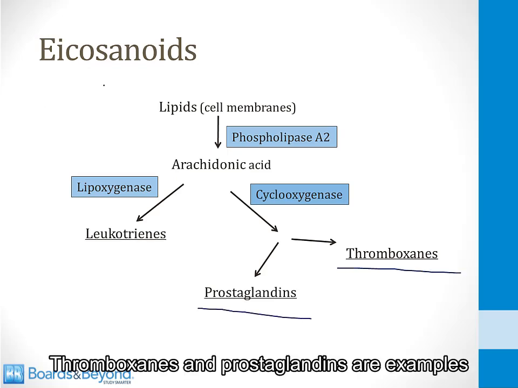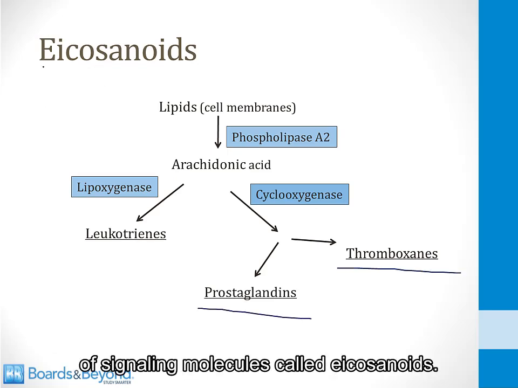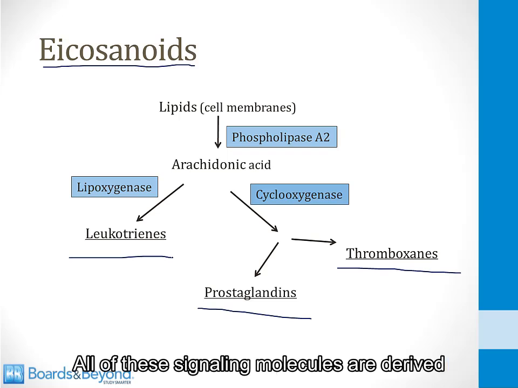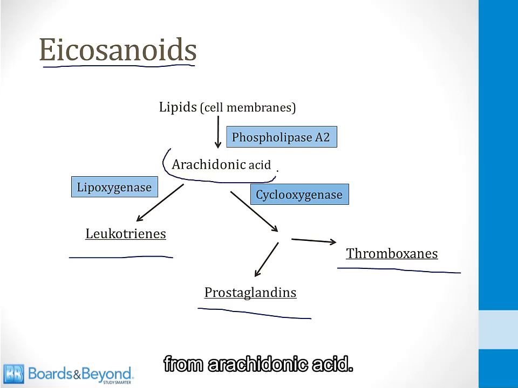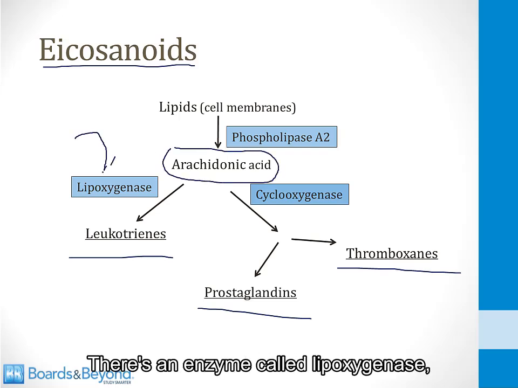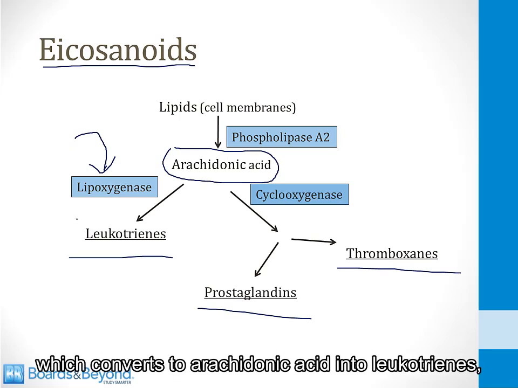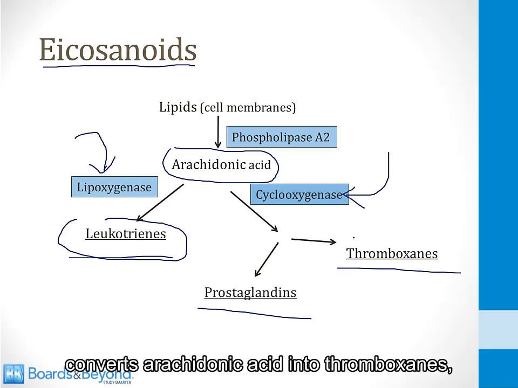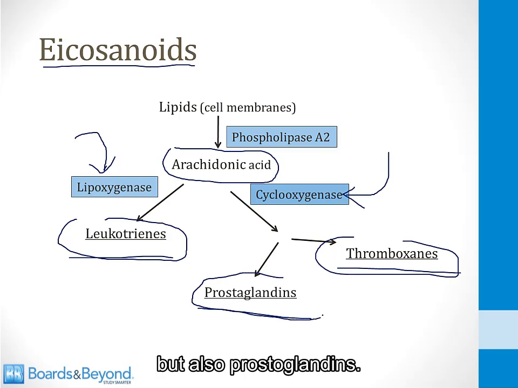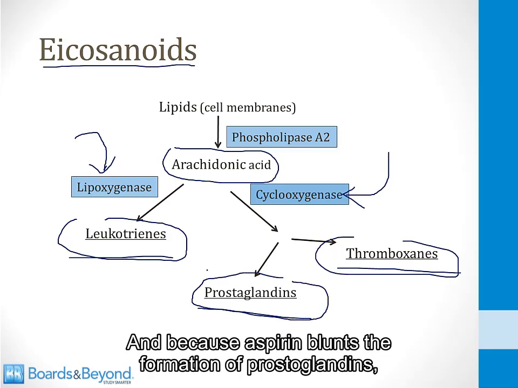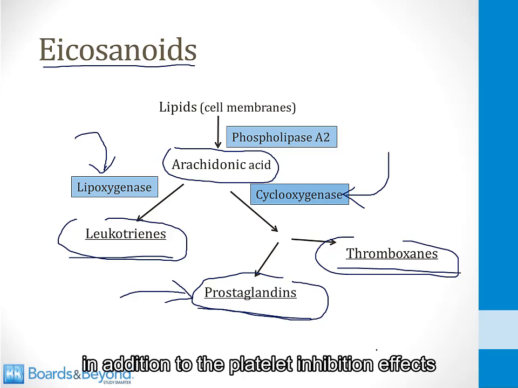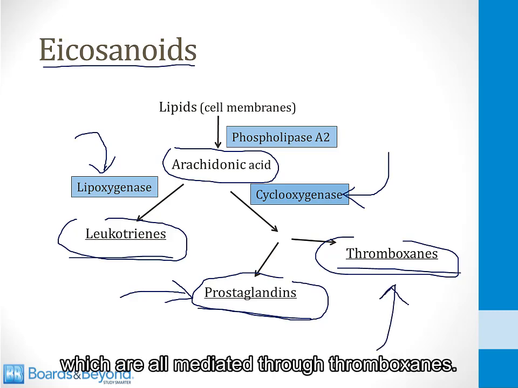Thromboxanes and prostaglandins are examples of signaling molecules called eicosanoids. Leukotrienes are also an example of an eicosanoid. All of these signaling molecules are derived from arachidonic acid. There's an enzyme called lipoxygenase, which converts arachidonic acid into leukotrienes, and then the cyclooxygenase enzyme converts arachidonic acid into thromboxanes, but also prostaglandins. And because aspirin blunts the formation of prostaglandins, it also has effects related to pain and inflammation, in addition to the platelet inhibition effects, which are all mediated through thromboxanes.